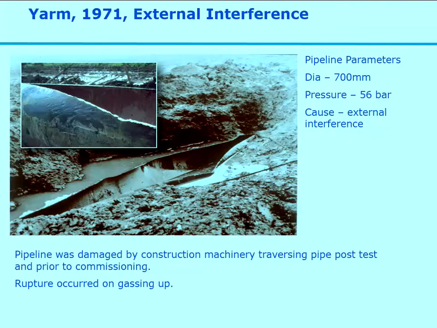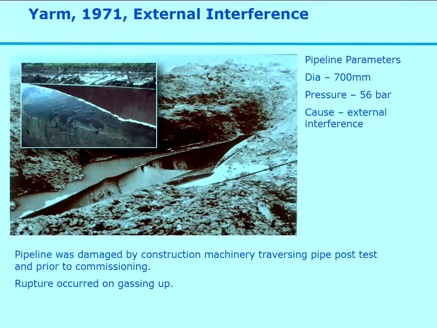And the reason the pipeline failed was it was damaged by construction machinery after the test and before commissioning. As a result of this failure, certainly in the UK, the construction procedures and management procedures for construction sites were changed to make sure that once a pipeline has been tested, whether it's been gassed up or not, it must be treated as an operating pipeline, and all restrictions across the way leave must apply.